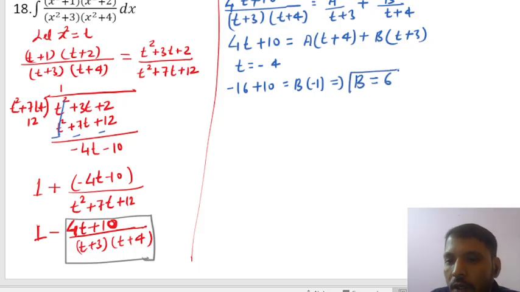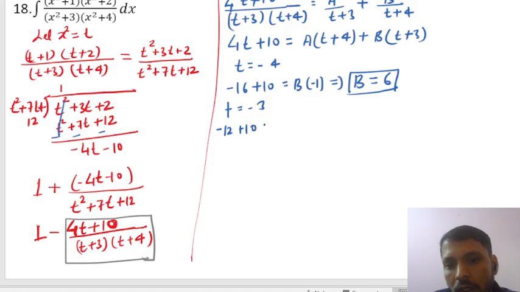Now we have to find the a. So for that we will try to make the b term 0. So for that we will take t is equal to minus 3. So if you are taking t equal to minus 3, then our equation will become 4 into minus 3, that means minus 12.